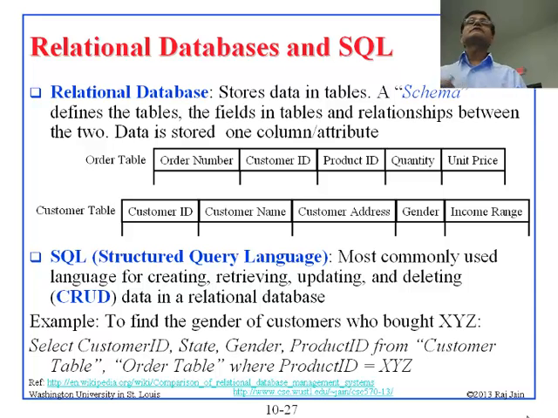And this is a relational database. There is a row and there is a column. Row is each order, column is details of that order.